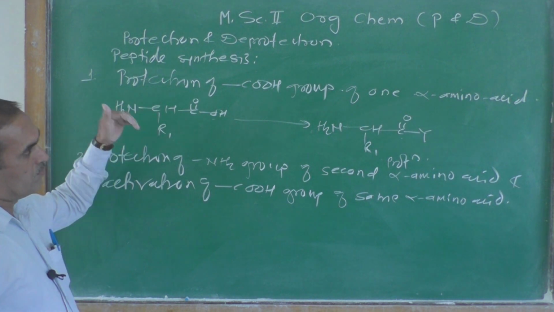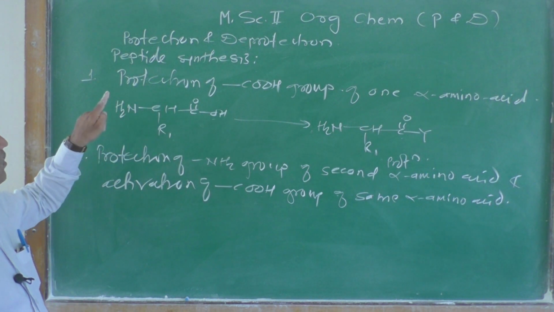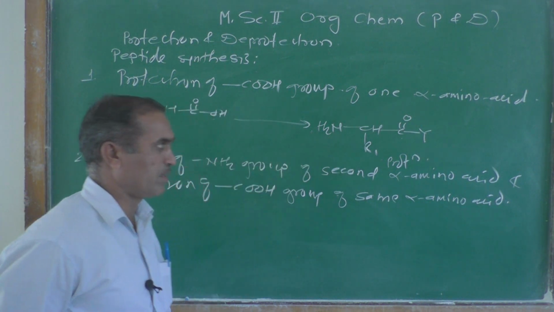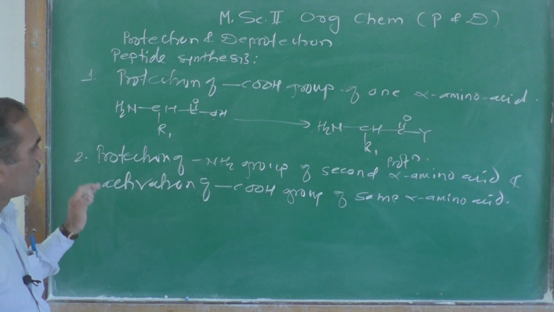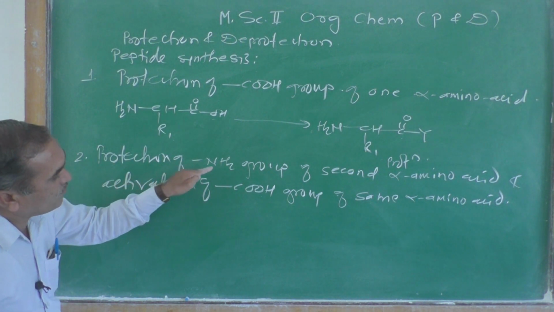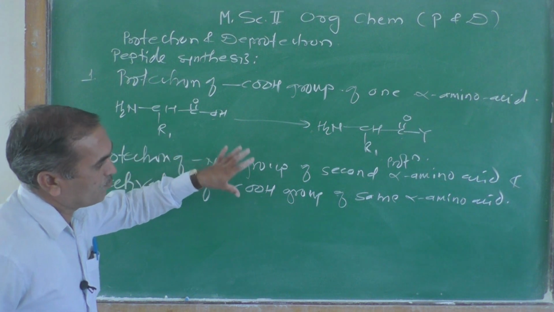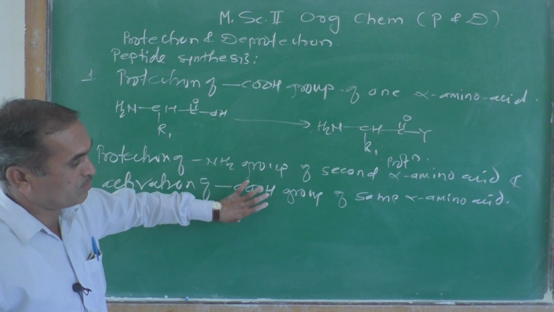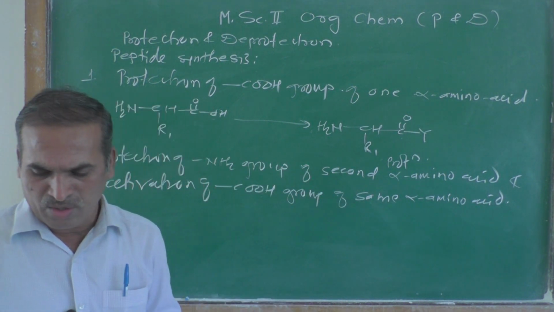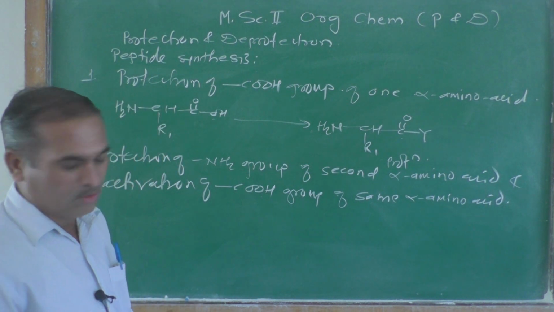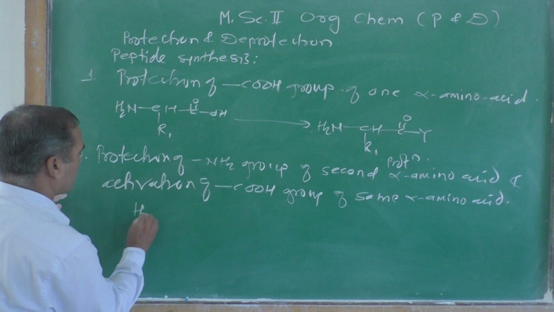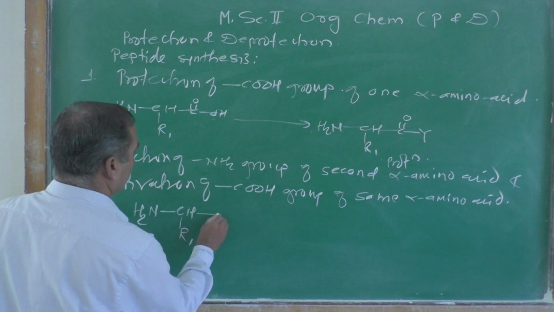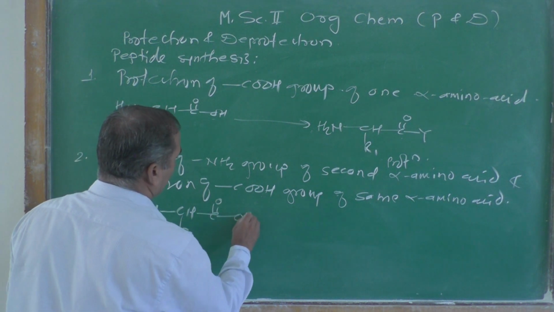In the first step, what we have done, we protected the carboxylic group of the first alpha amino acid. In the second step, what we have done, protection of the amino group of the second alpha amino acid and activation of the COOH group of the same alpha amino acid. What do you get over here? Same general formula, R, N, then CH, R1, then C double bond O, then OH.